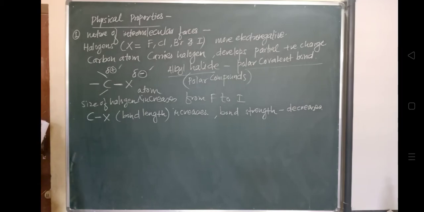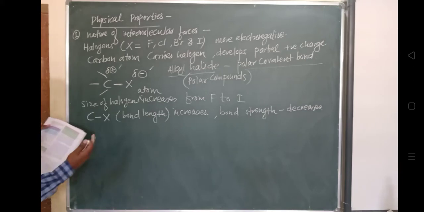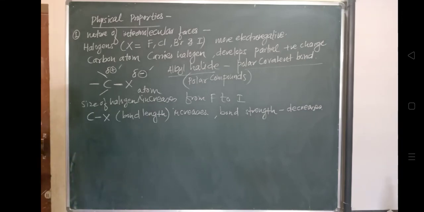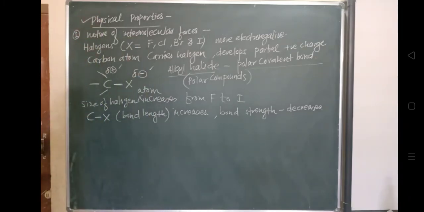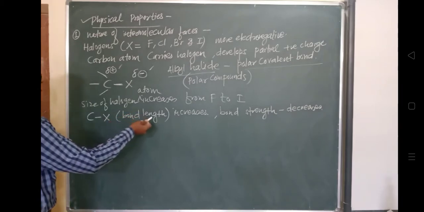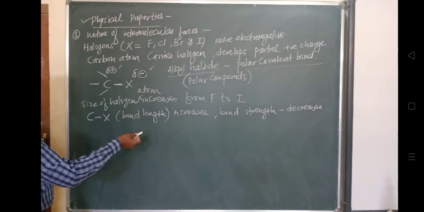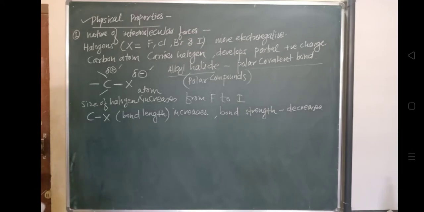So some typical bond lengths, bond enthalpies and dipole moments of some C-X bonds are mentioned. Okay, I will show this चार्ट लैटर, मैं ये सब चार्ट में शो करने वाला आप लोगों को. So yes, in physical properties you have to remember that the bond length increases and the bond strength decreases. Okay, so yes, some bond parameters which will be mentioned.